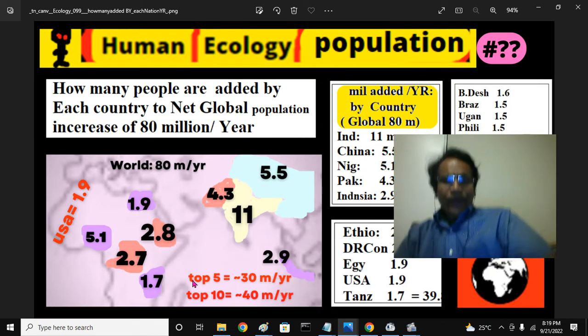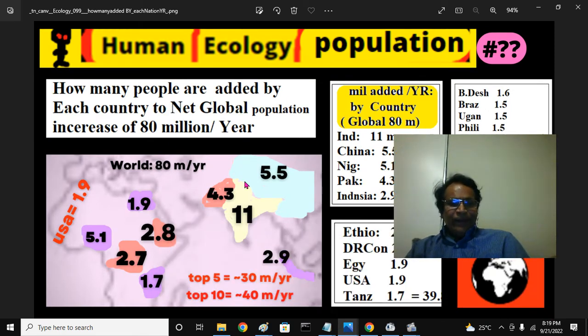We talked about human ecology, population. In part 52, India contributes 11 million. Half of it, 5.5 million, China contributes, the second one. The next big contributor is Nigeria, roughly 5 million. The next big contributor is Pakistan, that is 4.3 or 4.5 million.